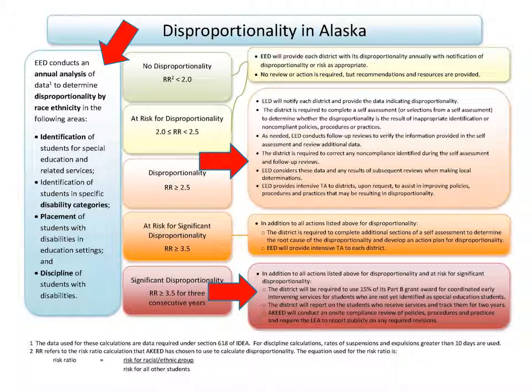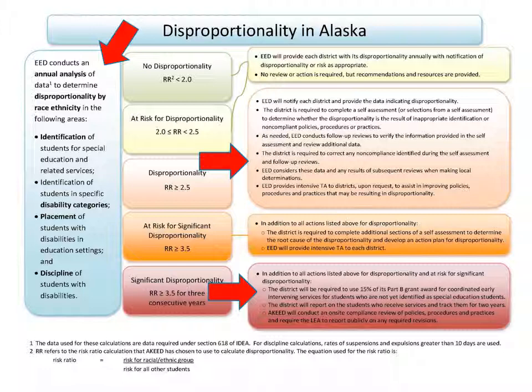Alaska looks at disproportionality from 4 different perspectives. The first is simply the identification of students into special education. The second is the identification of students into specific disability categories. The third is for placement of students into specific educational settings within special education. And finally, looking at whether there are disparities in the issuance of disciplinary actions among students with disabilities.